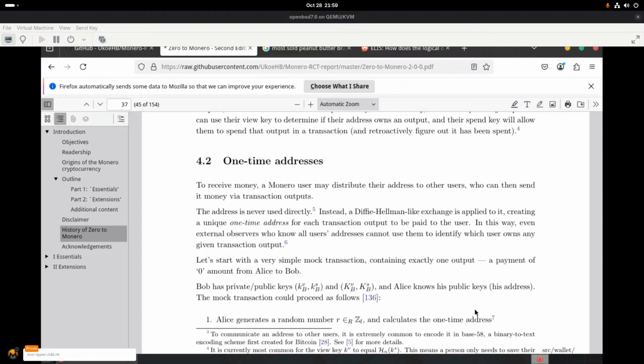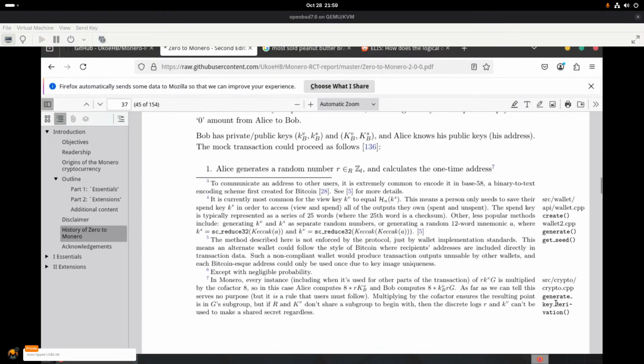Let's start with a very simple mock transaction containing exactly one output, a payment of 0 amount from Alice to Bob. Bob has private and public keys, (k_vB, k_sB) and (K_vB, K_sB). Alice knows his public keys, his address. The mock transaction could proceed as follows. Alice generates a random number r and calculates the one-time address.